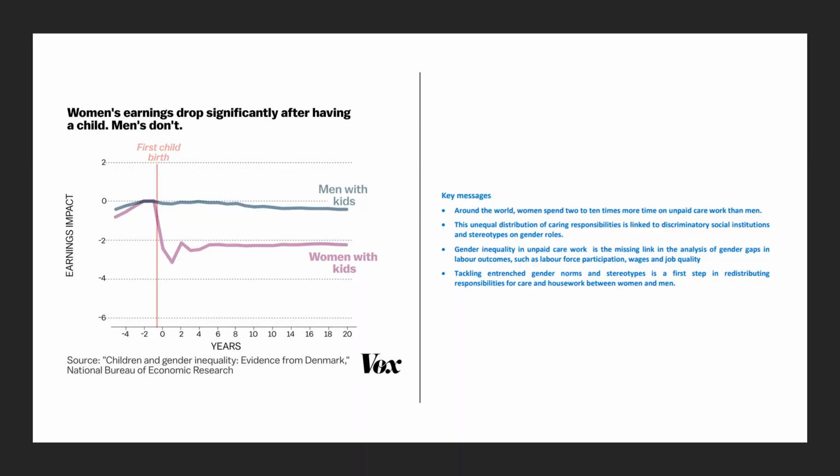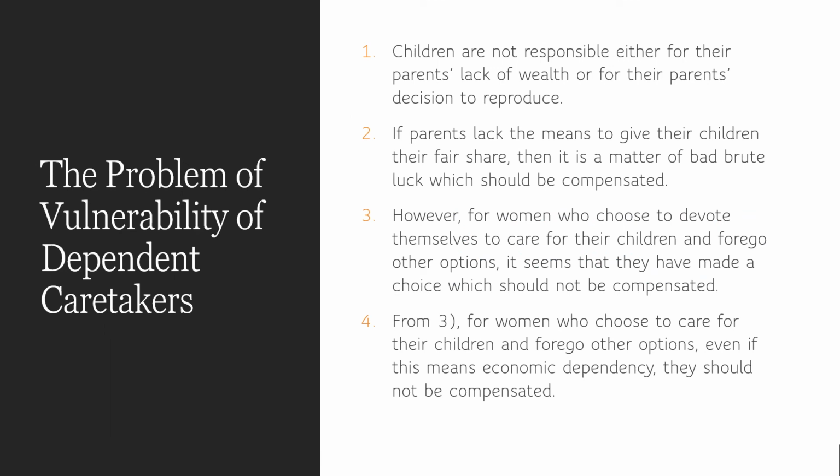And finally, Anderson also asks, what about people who make the choice, for example, especially women in this case, as you can see here, they spend 2 to 10 times more time on unpaid care work than men. They make a choice to, instead of making more money, spend more time doing caregiving jobs, work in the home. What about these people? On the luck egalitarian view, these people chose to care for their children, and they forgo other options.